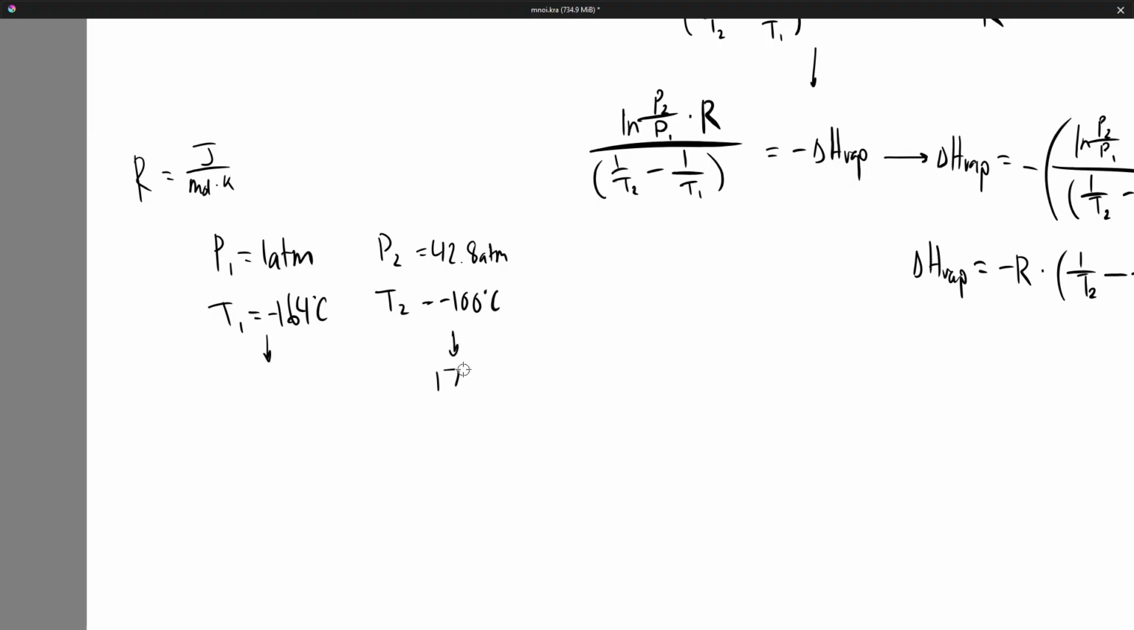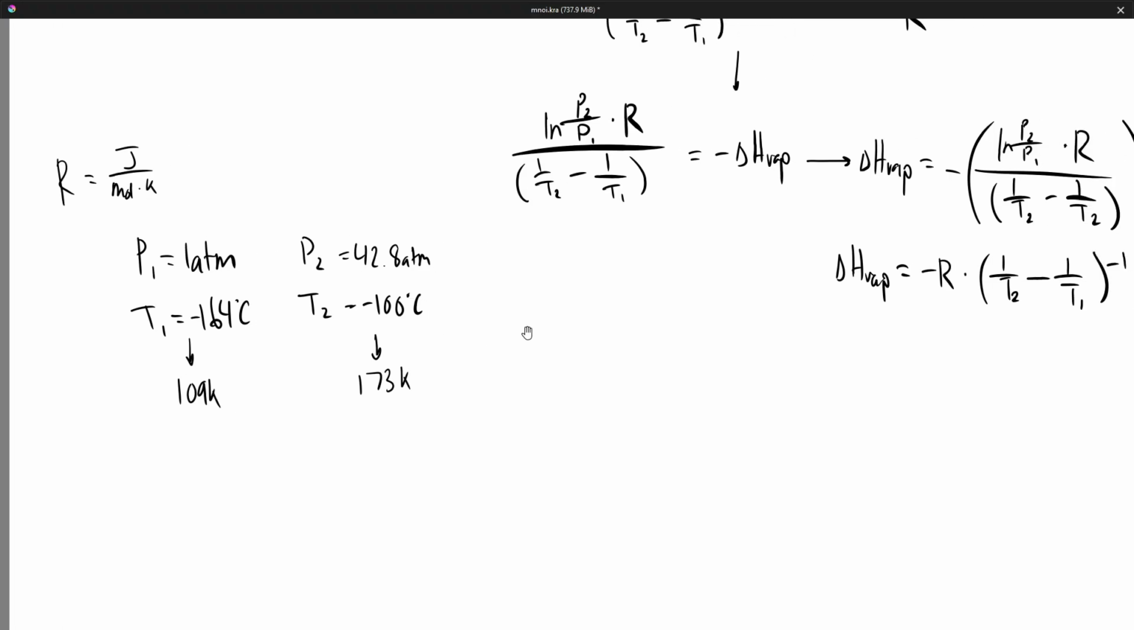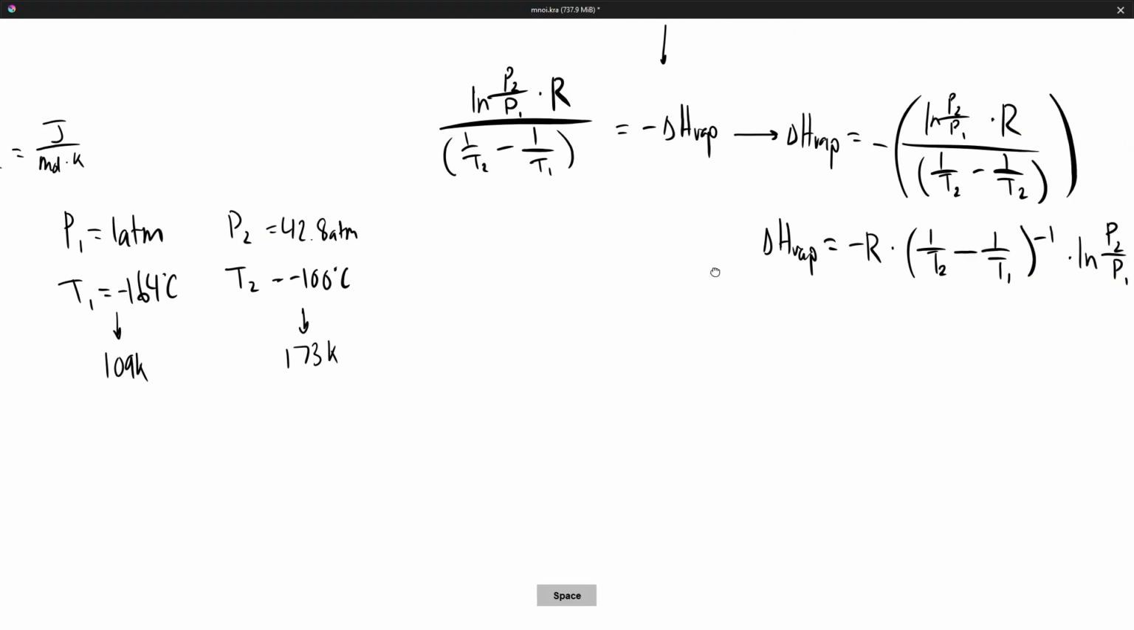So this is 173 degrees Celsius, and this is 109 degrees. Oh, sorry, I mean Kelvin. 109 Kelvin. Not degrees, it's just Kelvin. Sorry. So this is what we'll plug into this equation right here.